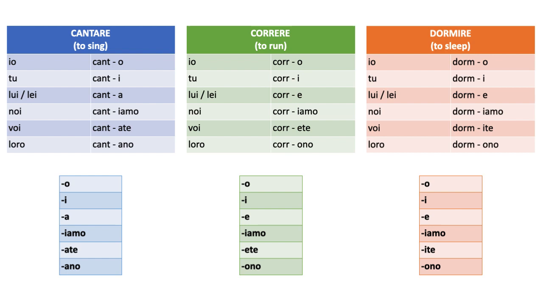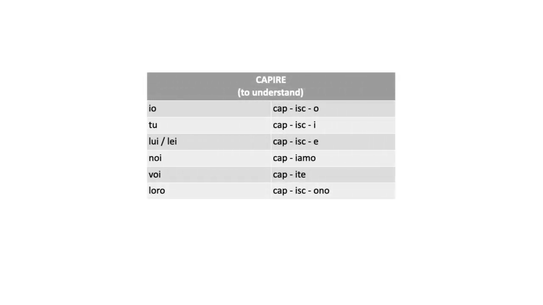Yes, we're missing isc verbs, right? But isc verbs are a subset of ire verbs. So the endings for isc verbs are exactly the same that we learned for ire verbs. They are o, i, e, iamo, ite, ono. But we also add isc everywhere but for noi and voi.